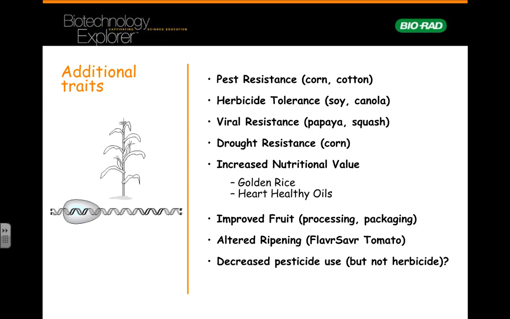Increased nutritional value, and so golden rice with the vitamin A gene, heart healthy oils, so that when you're eating whatever it might be, you're not getting saturated fat, but you're getting a variety of monounsaturated fats. Improved fruit, so for processing and packaging, so that it survives better from the farm to the market. And then altered ripening, we'll talk about the Flavr Savr tomato at some point.